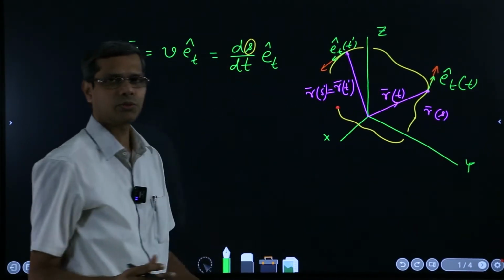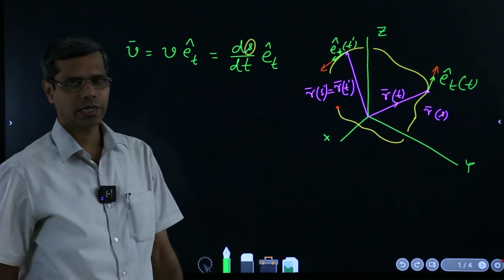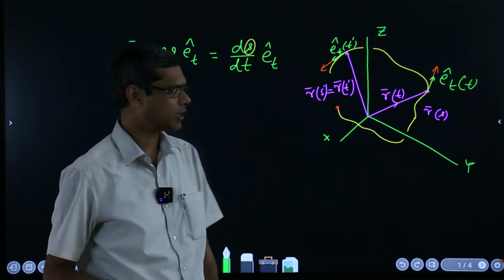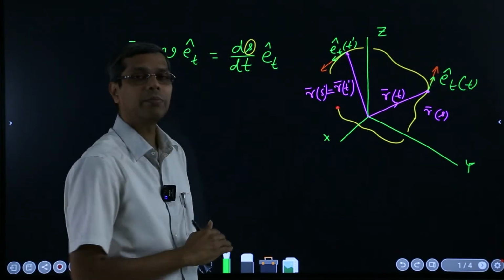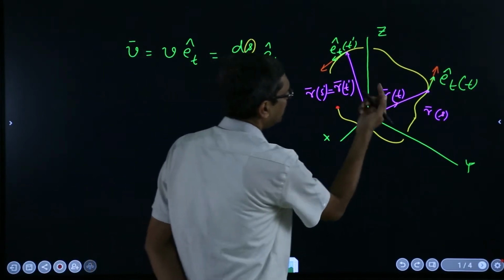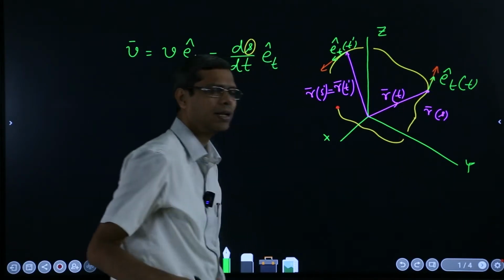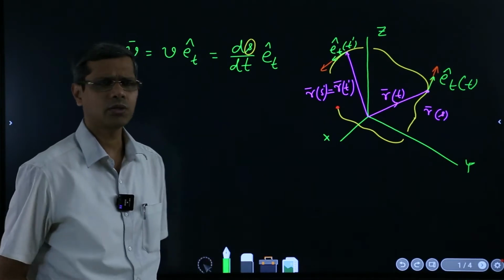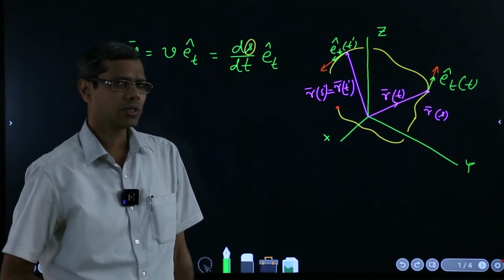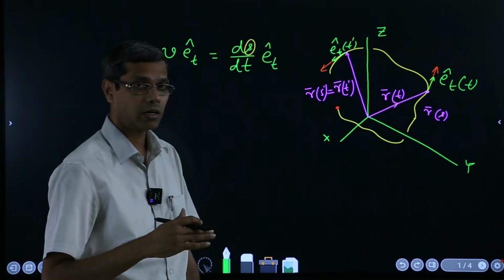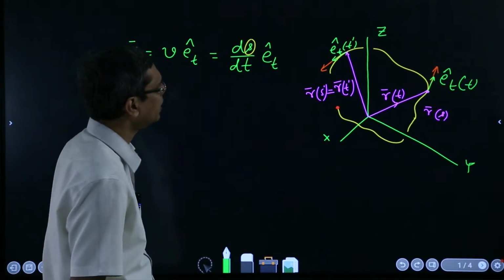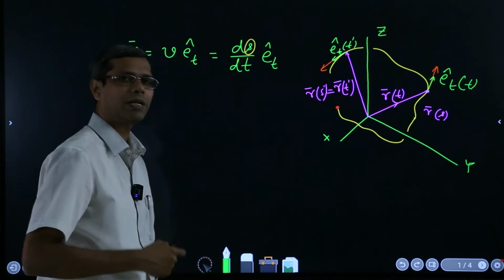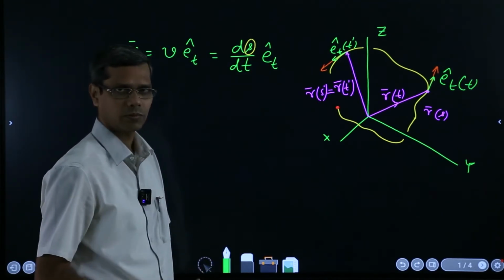tail to tail, which we did in the case of 2D planar motion, now it may not be possible. It may so happen that this line and this line may not even cross each other, because these are two vectors in 3D, and there is no guarantee that they will even touch each other. That is why here you have to be very careful in defining things.